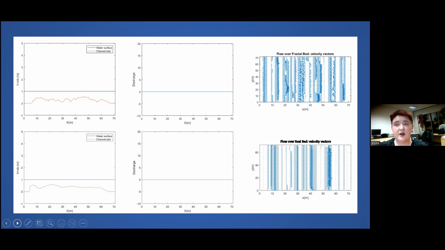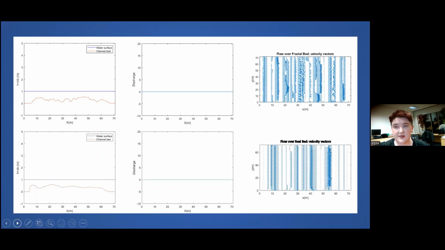Here we see the graphs of the water depth being the left, the discharge or the flow rate in the middle, and the velocity vectors on the right. The top line being the fractional Brownian motion generated beds, and the bottom being the real beds. We can see a completely flat line for both the real and generated beds on the water depth, which is expected because there's no change in water depth. We can also see this on the graph of the discharge, which again is expected.